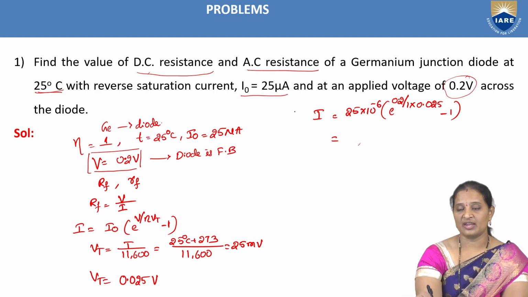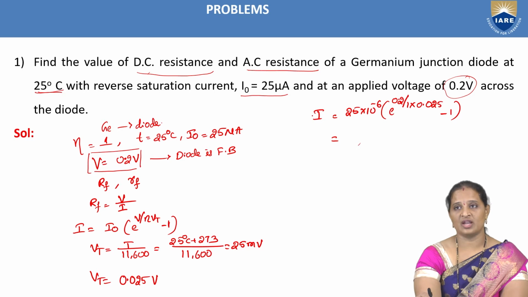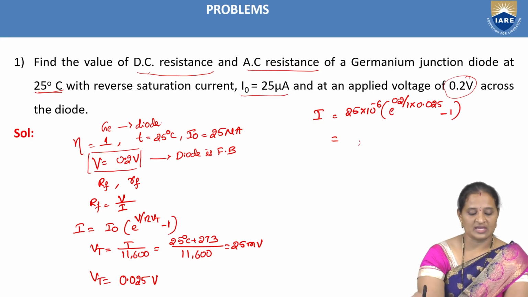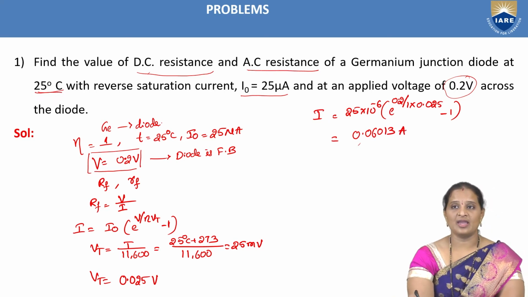So from this you can calculate the current flowing through the diode when the applied voltage is 0.2 volts and the leakage current is 25 microamperes. So this current will be equal to 0.06013 amperes. This is the current I.